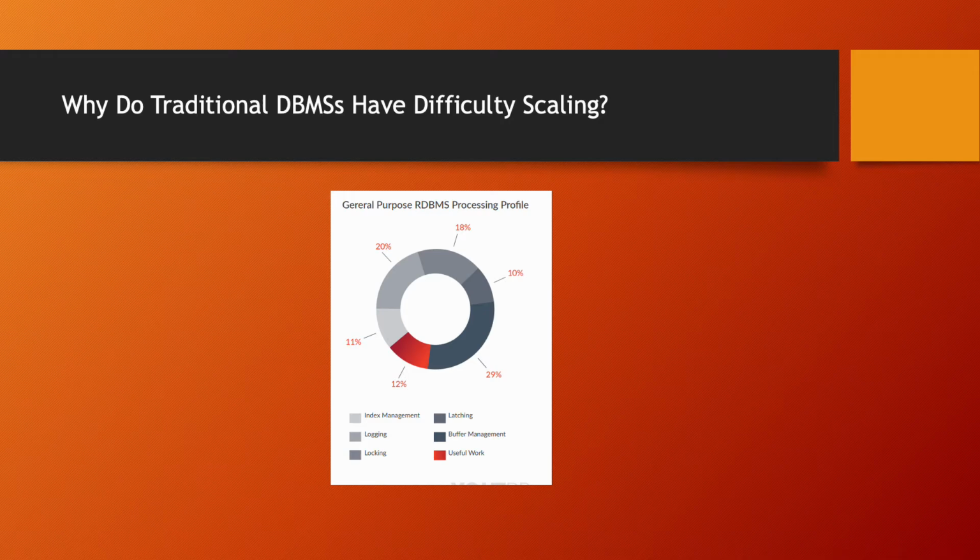Now, why do traditional DBMSs have difficulty scaling? The diagram here gives a good picture of it, where around 10% of the time is spent on useful work and the rest 90% is spent in index management, logging, latching, locking, and buffer management. So let's look at each of them. So first, the index management. B-tree, hash, and other indexing schemes require significant CPU and I/O.